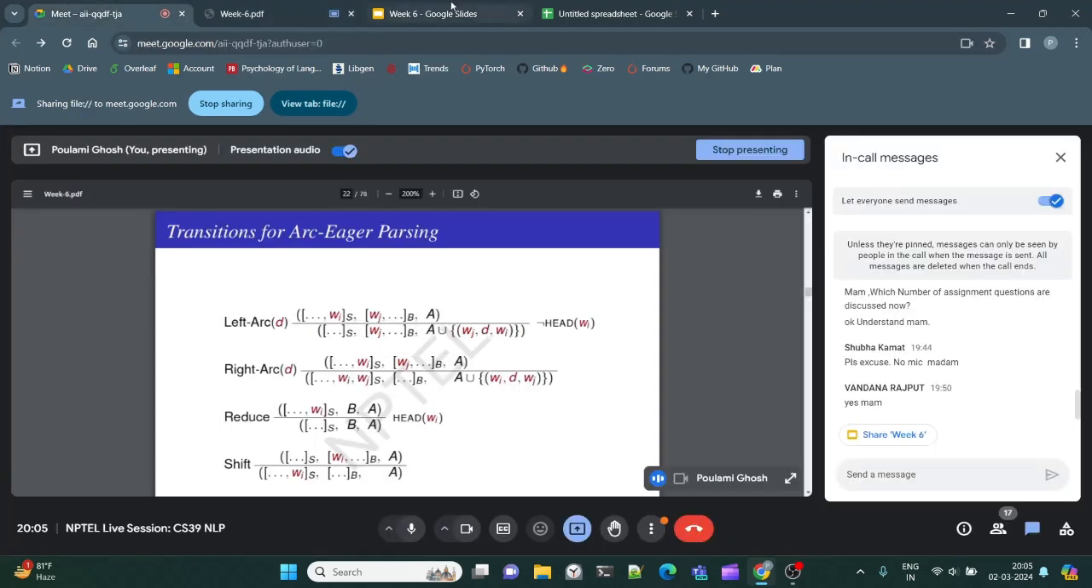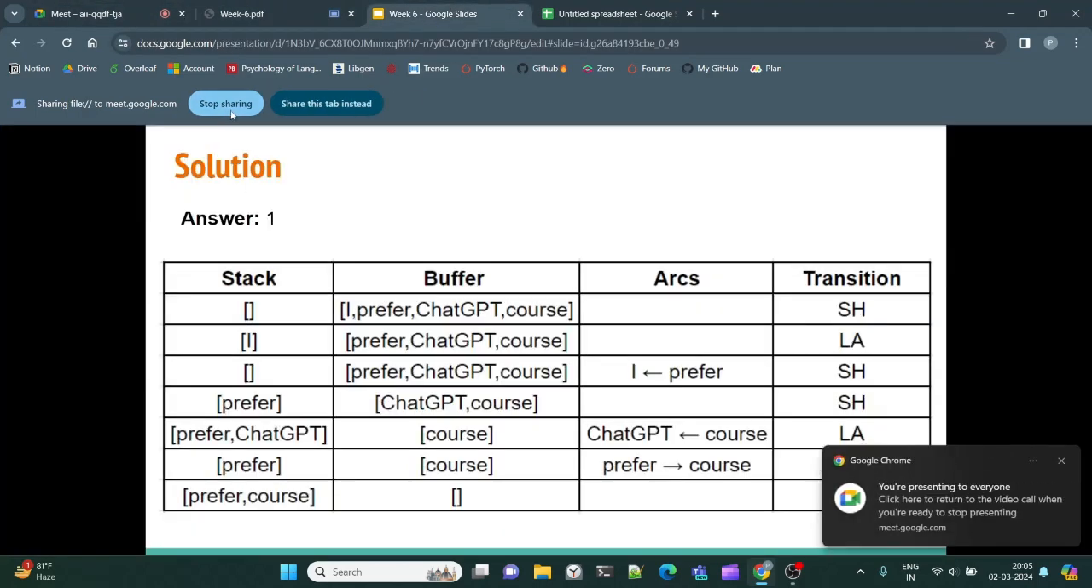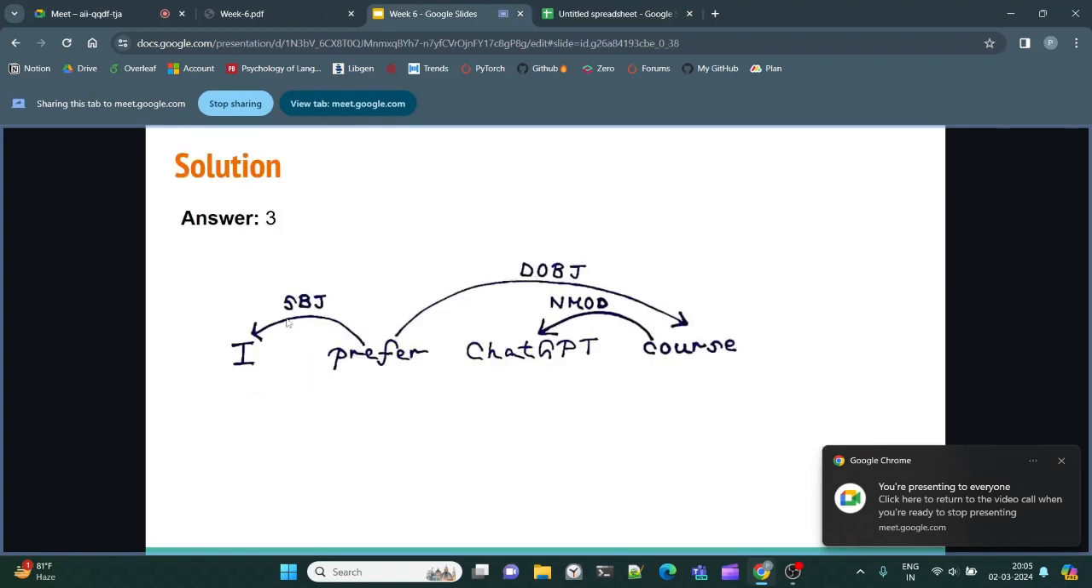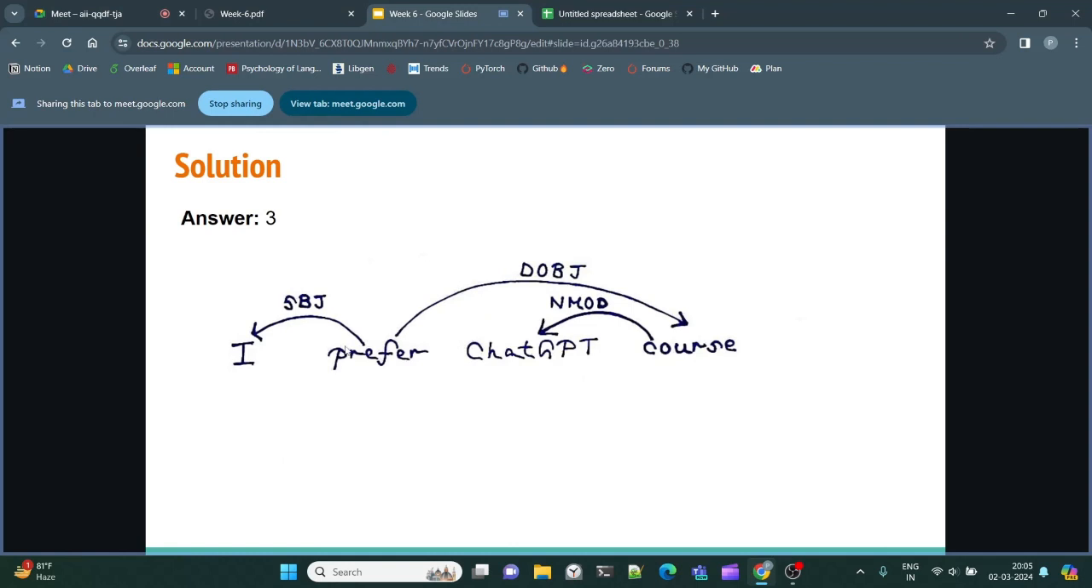Here, for example, let me go over to the slides again. Arc is this: prefer to I. You see an arc over here. There's an arc from course to ChatGPT. All these are arcs. So this is a left arc, from prefer to I, this is a left arc. Whereas from prefer to course, this is a right arc.